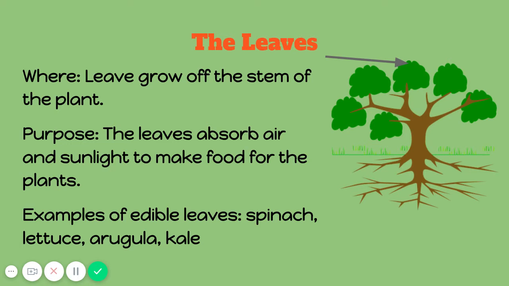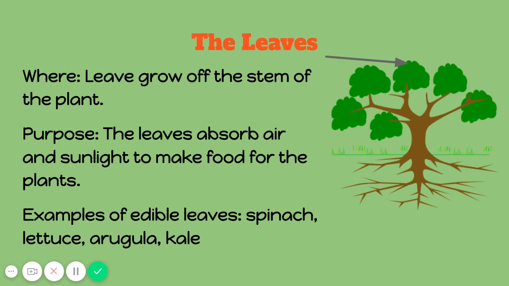Leaves are usually green in the summertime and the springtime. That's because they have something in them called chlorophyll. Chlorophyll gives them that very special green color. The leaves absorb air and sunlight. The sunlight helps the leaves make food for the plants.